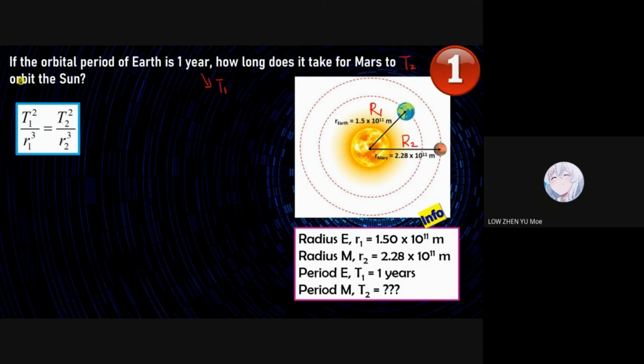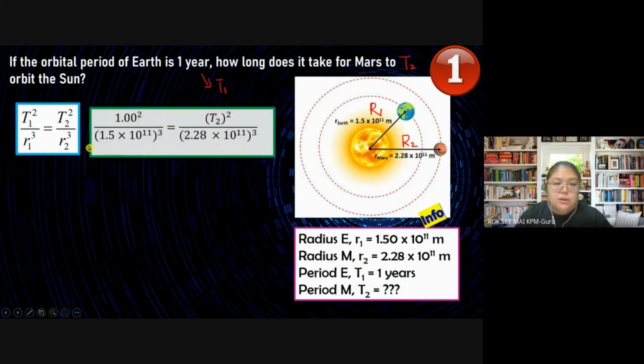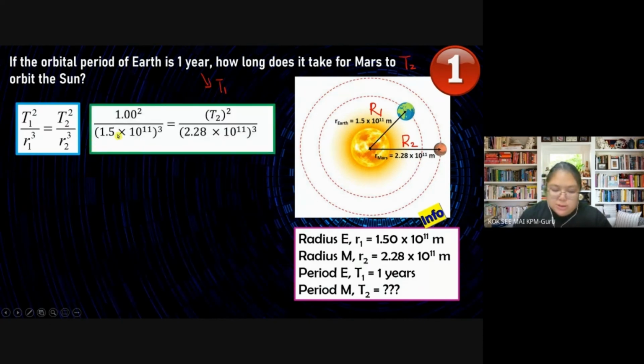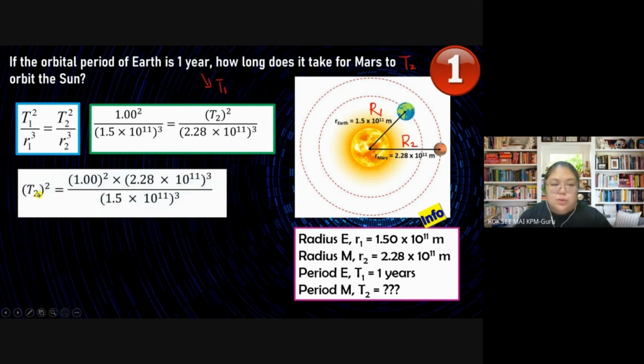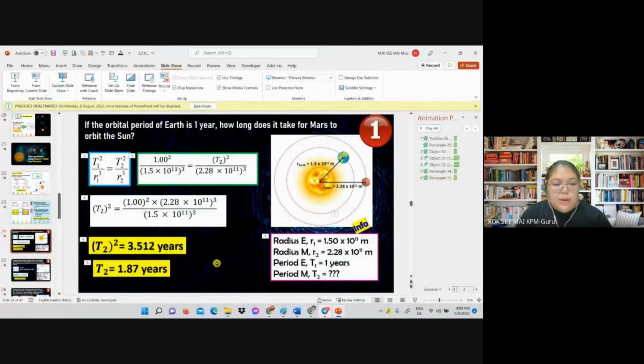1.87. Okay, 1.87 years. So this one is the calculation. I put the T1. T1 is 1 year squared, then R1 cubed. After that T2, I don't know, then this one is R2. I go to cube. Finally, I get T2 squared. I get 3.512 years squared, so I need to square root. Okay, 1.87 years.